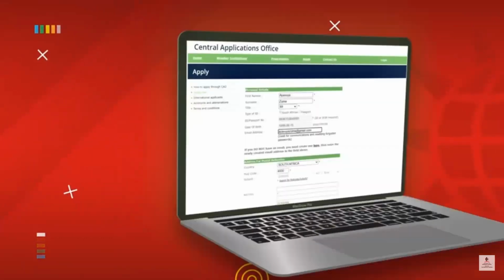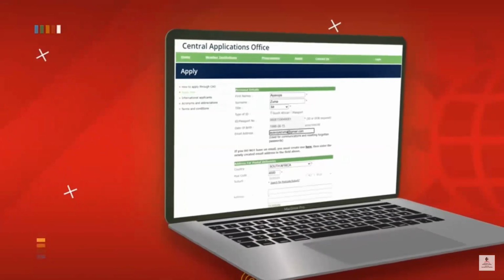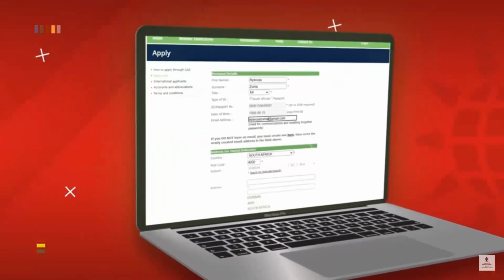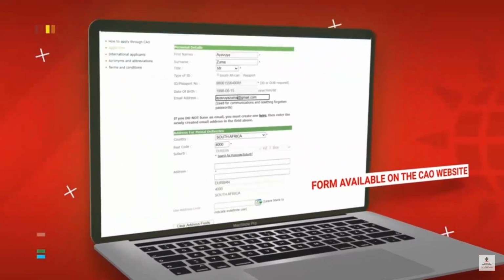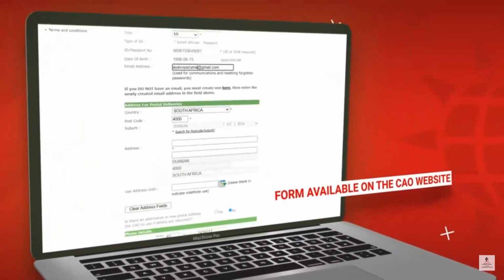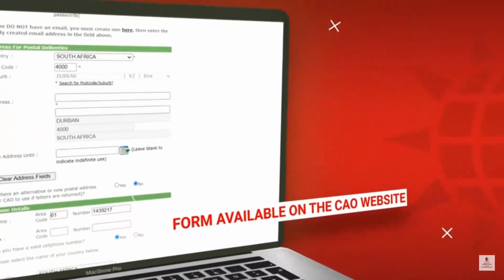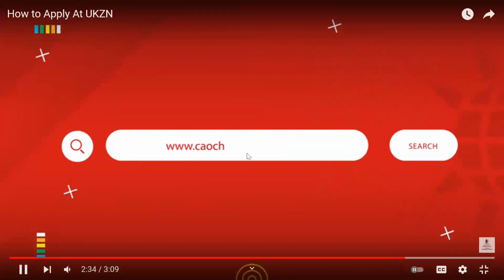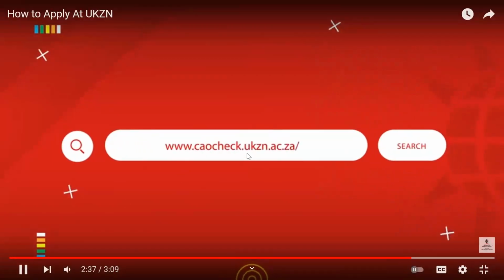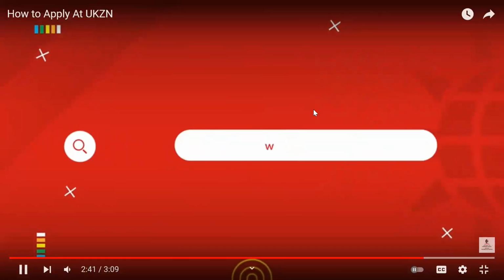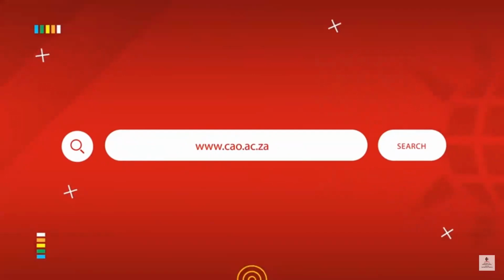Step 4. Use this program code when completing your CAO form, which is available from the CAO website. Your application will be sent to UKZN. You can always check the status of your application using your CAO number, ID number, or passport number on this website, www.caocheck.ukzn.ac.za. For more information, visit www.cao.ac.za. It's that easy.